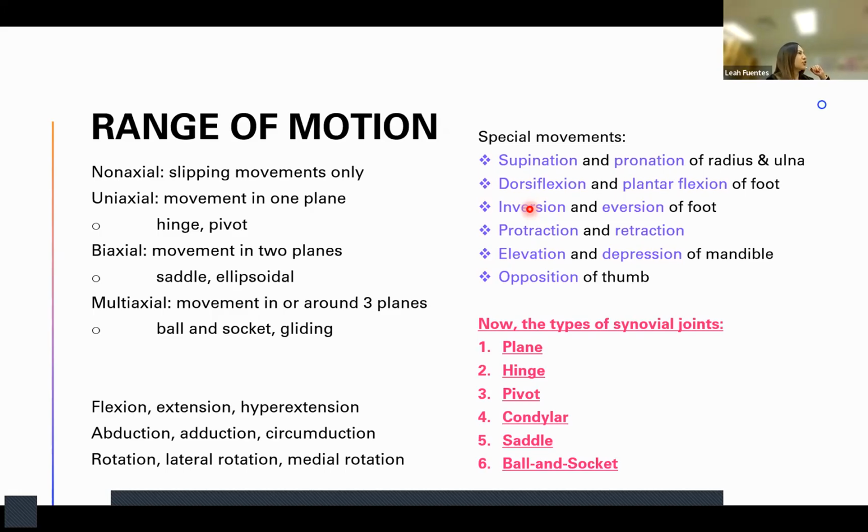And then we also have special movements that pertain to specific bones or joints. So supination and pronation of the radius and ulna. I can see that being a question on the lecture exam. Dorsiflexion and plantar flexion of the foot, inversion and eversion of the foot, protraction and retraction. The way that I usually see this is, I believe, the mandible. And then elevation and depression of the mandible as well, and then opposition of the thumb. So just making sure you're familiar with each of these, what the movement looks like, or being able to describe the movement.